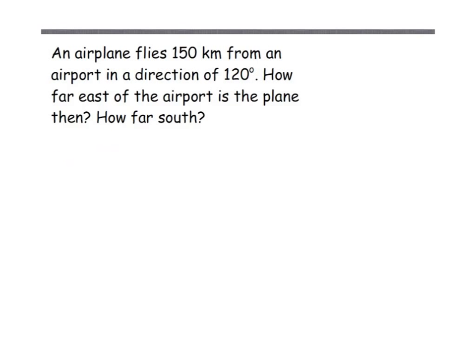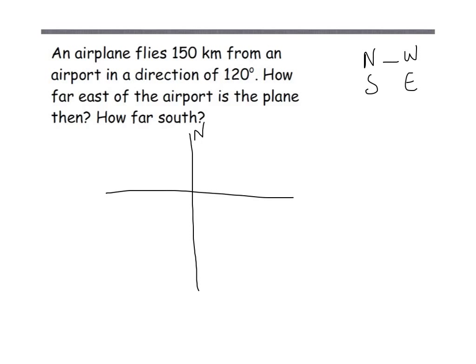One more example. An airplane flies 150 kilometers from an airport in the direction of 120 degrees. How far east of the airport is the plane, and how far south? Okay, so we're not using northwest or southeast. We're using the actual bearing from the north. So here's north, 150 kilometers in a direction of 120. Well, I know to here is 90, so about 30 more would be 120 degrees.